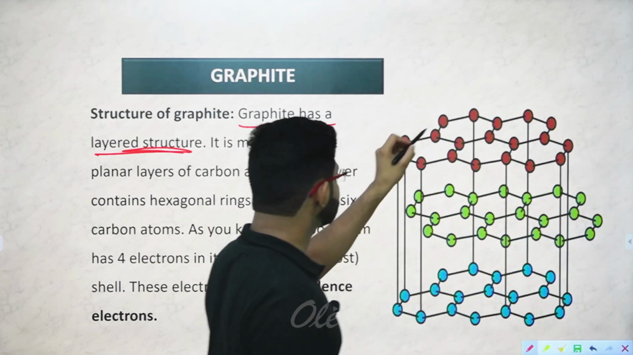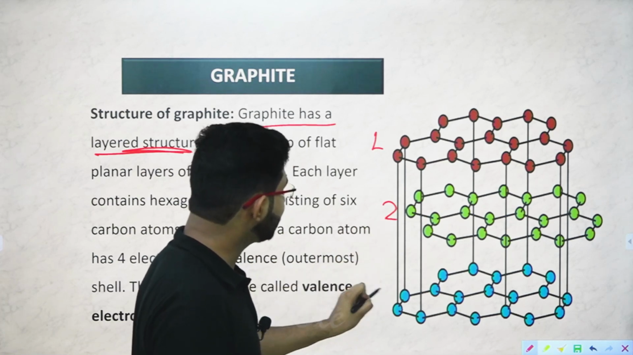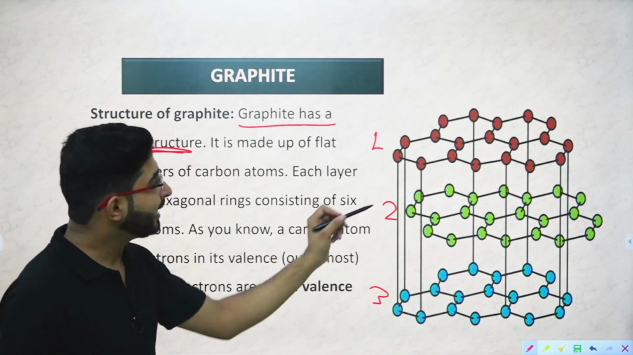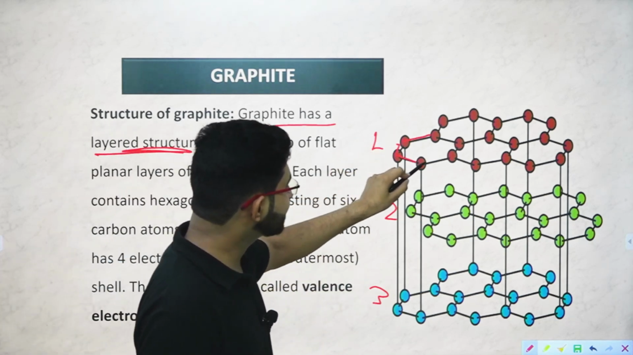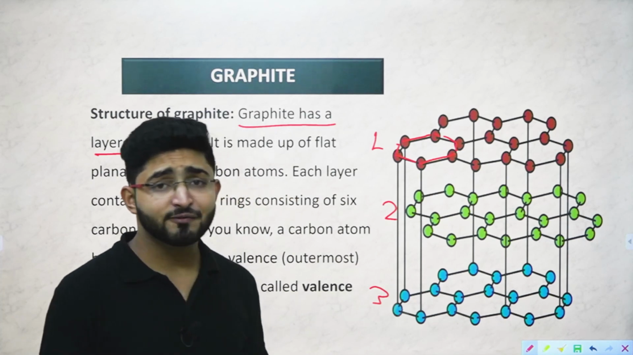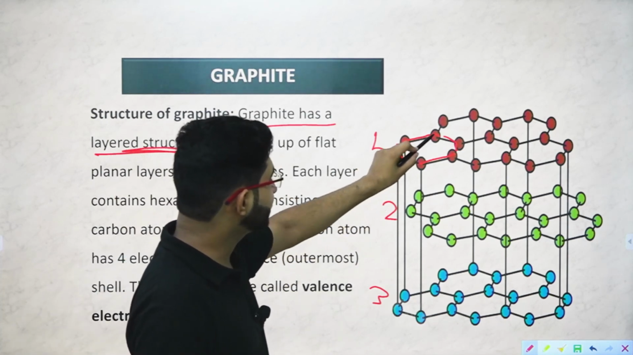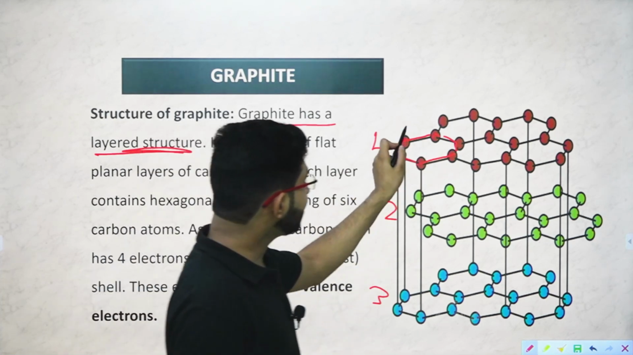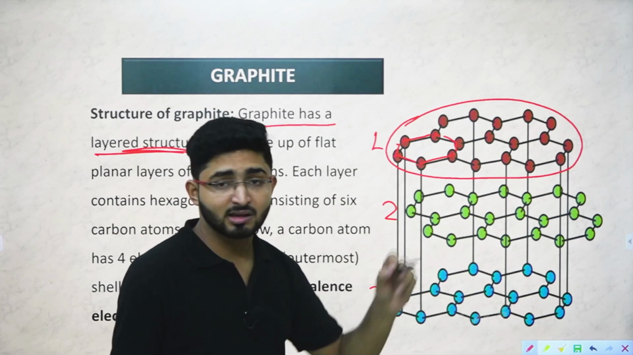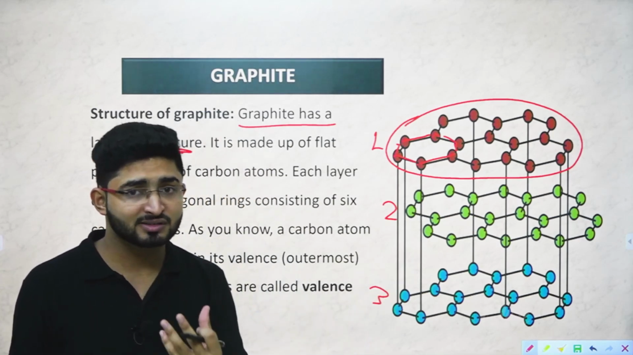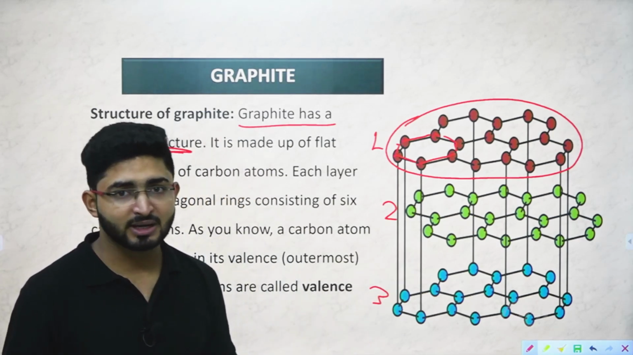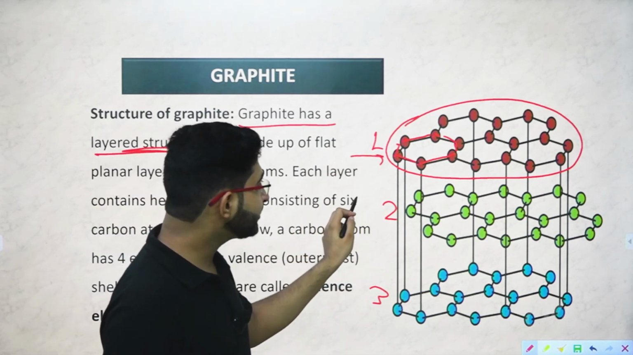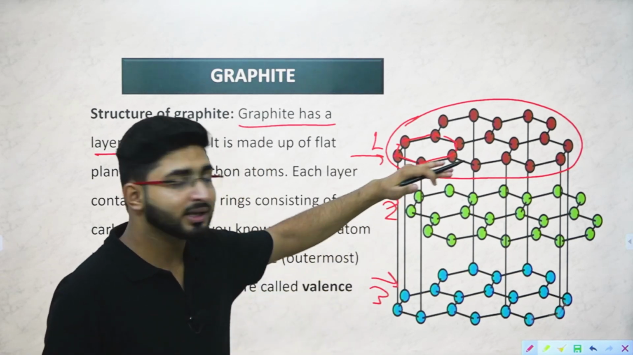As you can see here, this is the first layer, this is the second layer and this is the third layer. But all these layers are made up of hexagonal structures. These hexagonal structures are further made up of 6 carbon atoms: 1, 2, 3, 4, 5, 6. You can see clearly. So we can say that a layer is made up of hexagonal structures, and each hexagonal structure is made up of 6 carbon atoms. We can also consider here that all these layers are planar.